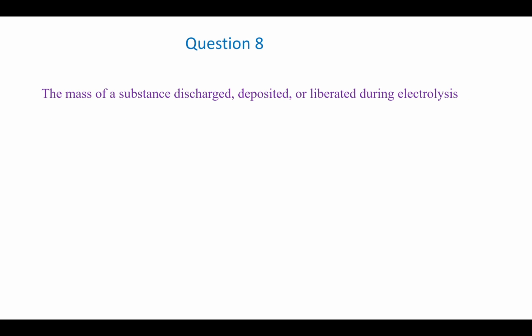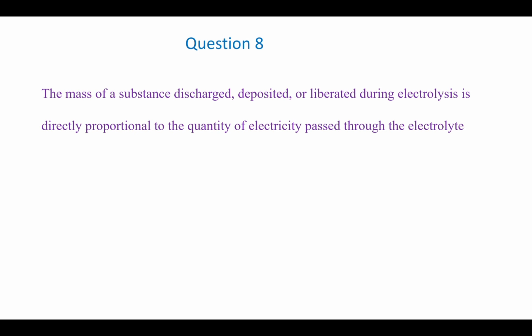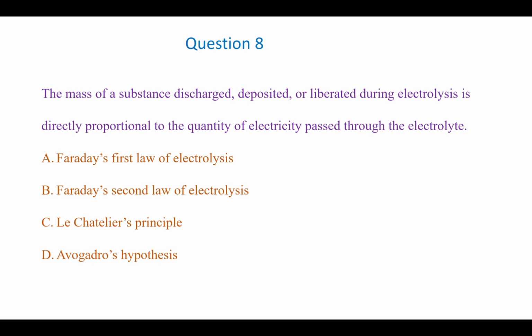The mass of a substance discharged, deposited, or liberated during electrolysis is directly proportional to the quantity of electricity passed through the electrolyte. Faraday's first law of electrolysis, Faraday's second law of electrolysis, Le Chatelier's principle, Avogadro's hypothesis. Your time starts now. Alright, the correct answer is Faraday's first law of electrolysis. Yeah, it's just a simple and direct law. Next question.